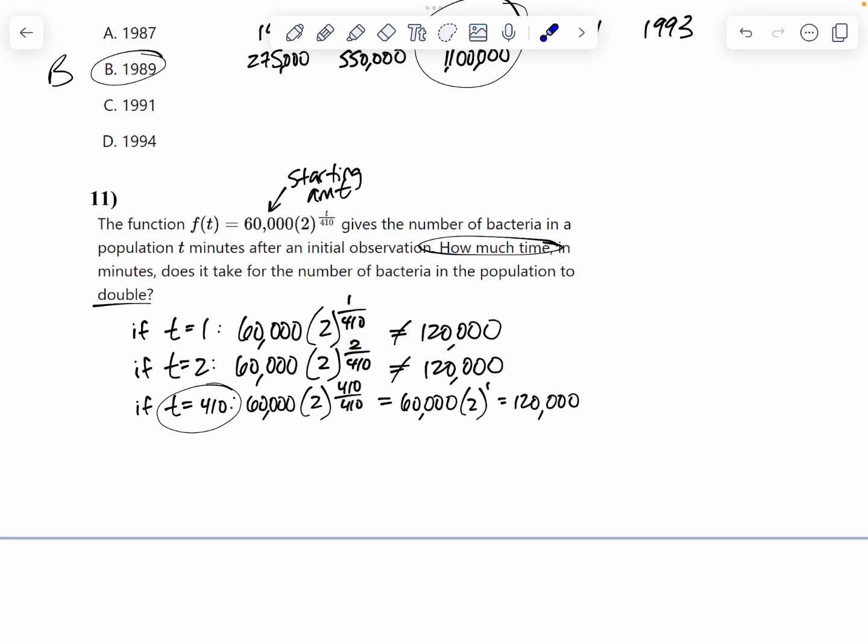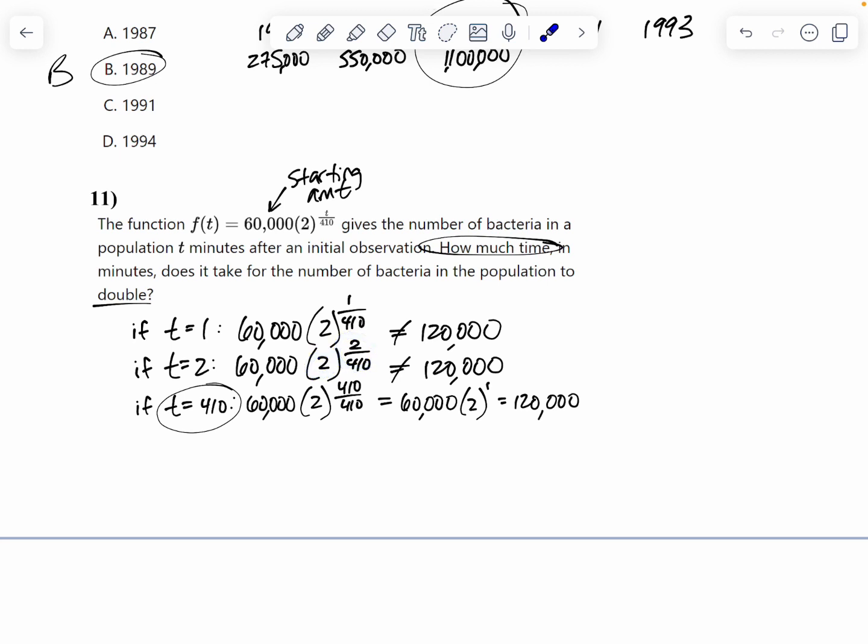Okay, so when you have this 2, which represents the doubling, this is my starting amount, and I'm multiplying it by 2 to some exponent. So 2 to the 1 over 410, you can check that in your calculator. It's like a really small decimal, okay? 2 to the 2 over 410. Again, you can check that in the calculator. It's a really small decimal.